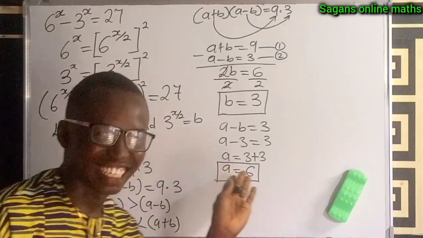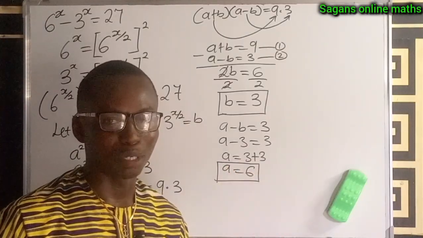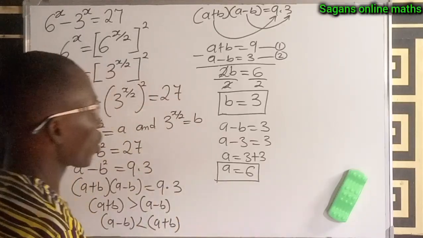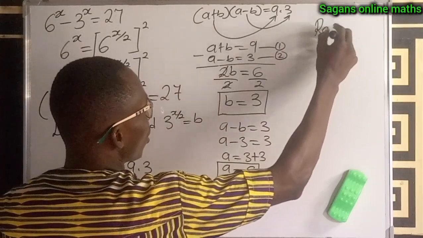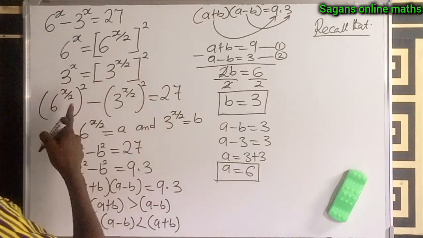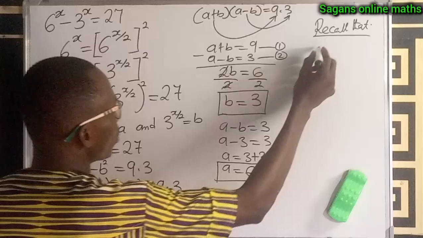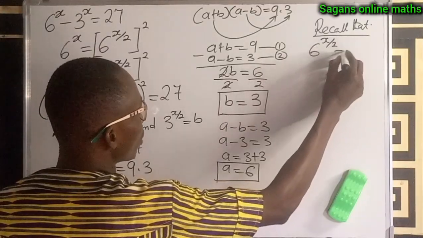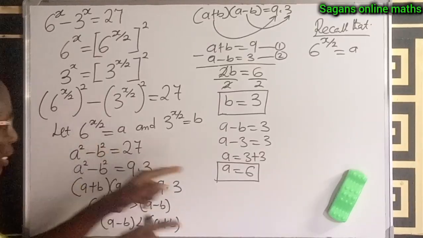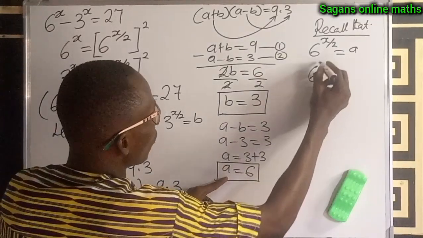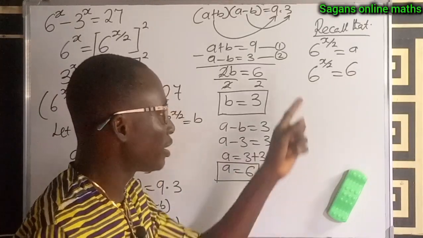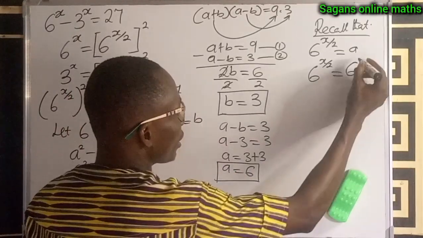Wow, this is amazing. Now that we have the value of a and b, we are free to find the value of x. Now let's recall something very interesting. Recall that from here, we know that 6 to the power of x divided by 2 is equal to a. As you can see here, our a is 6. So it means that 6 to the power of x/2 is equal to 6. And take note that the power of this 6 here is 1.